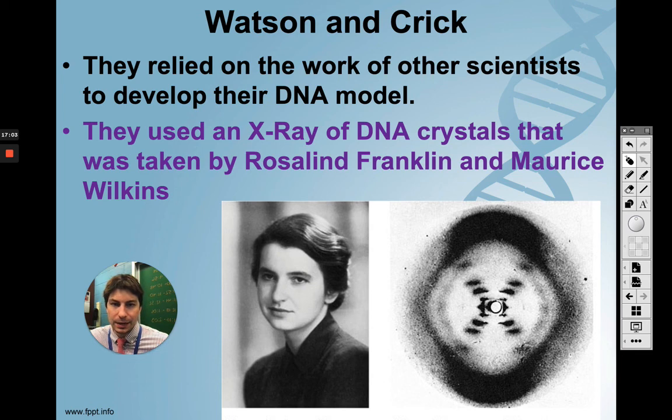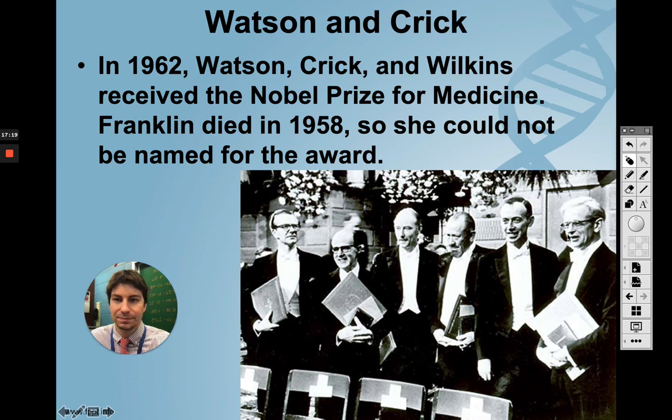Maurice Wilkins, James Watson, and Francis Crick actually got a Nobel Prize for their discovery of the structure of DNA. Rosalind Franklin did not. Why? Because she had already died, unfortunately. So, yeah. Those were the three men that got the Nobel Prize.